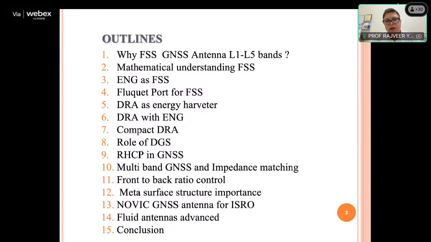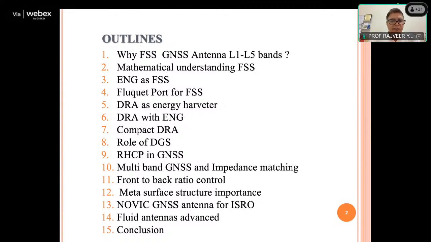Next, I'll talk about how to improve front to back ratio in this type of GNSS antennas. Then we have made use of meta-surface structures for getting improvement in our front to back ratio. NavIC is a special case study as far as this lecture is concerned. I will try to focus more on realistic applications of this design of GNSS antenna for NavIC in specific, which is being dealt with by ISRO.